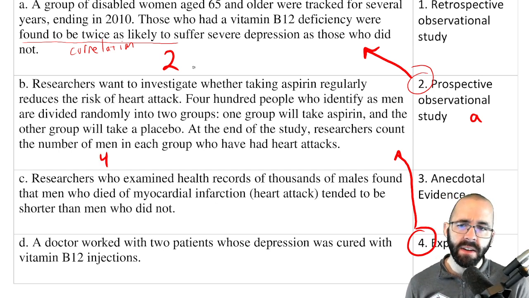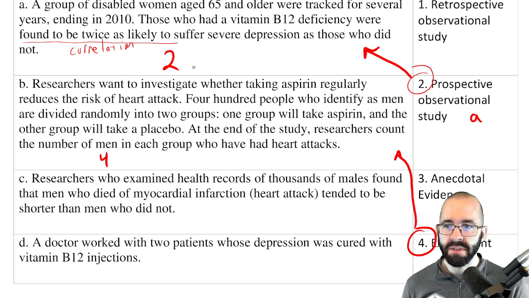Part C. Researchers who examined health records, looking at records, stuff from the past, of thousands of males, found that men who died of myocardial infarction, heart attacks, tend to be shorter than those who did not. Again, correlation.